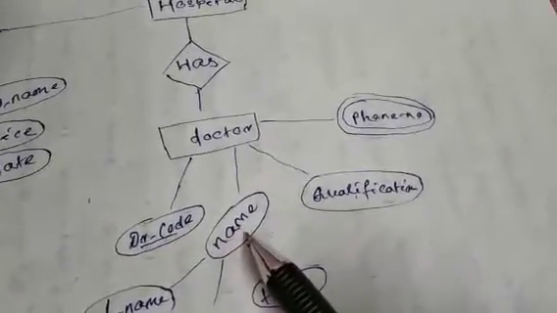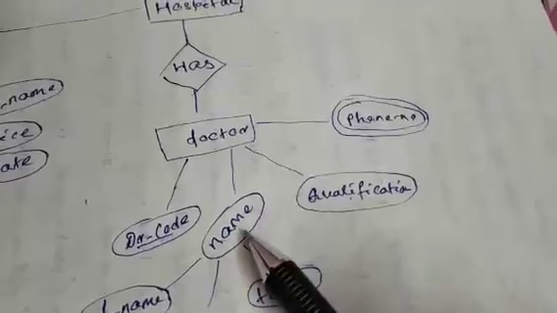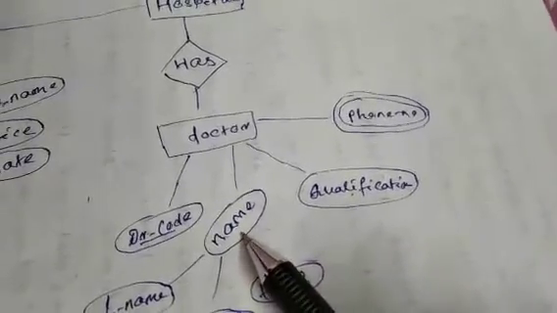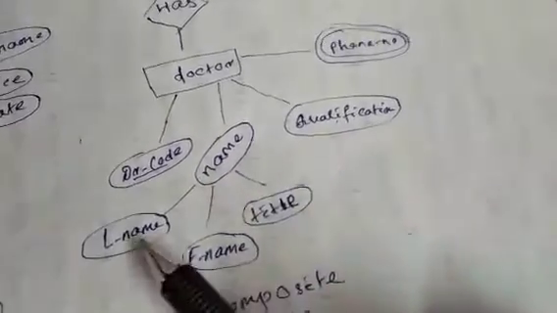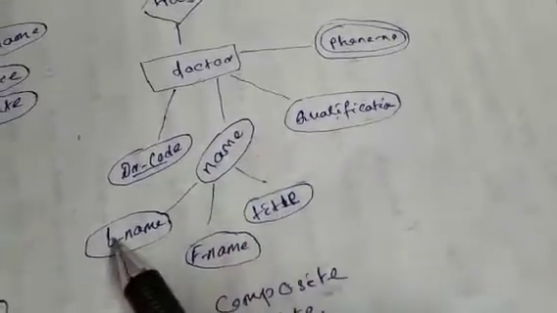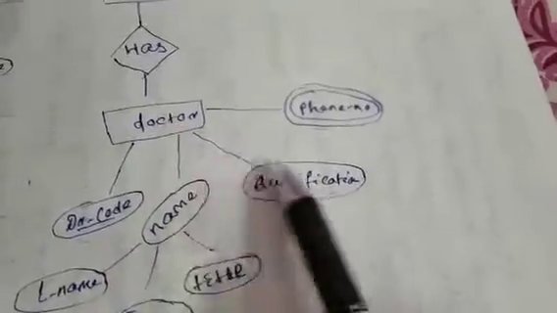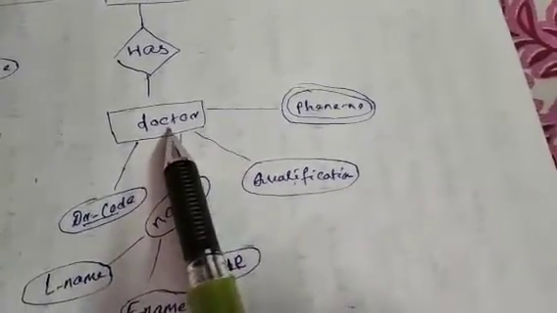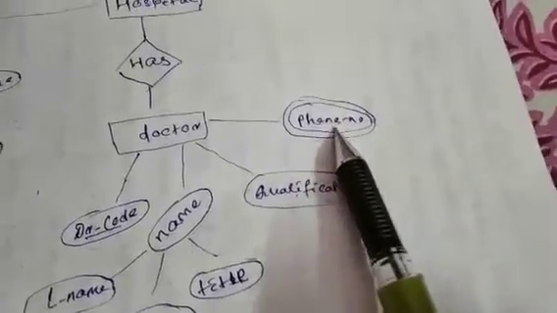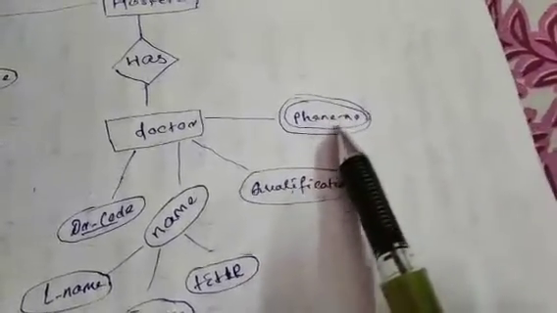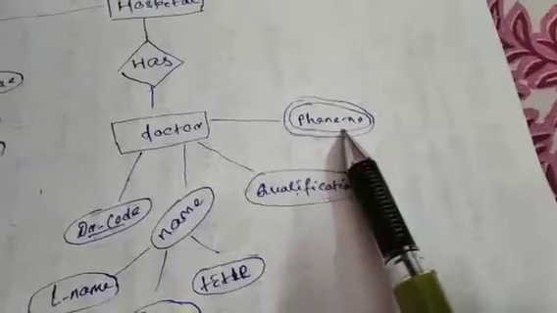name. This name again is a composite attribute, because there are some sub-attributes from this attribute, that is a title, first name and last name. Again, the other attributes of the doctor entity are qualification and phone number. This phone number may be a number of contact numbers, so it is a multivalued attribute. It is written with this symbol.